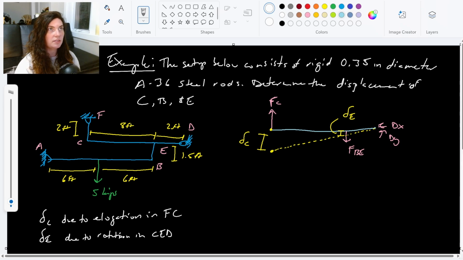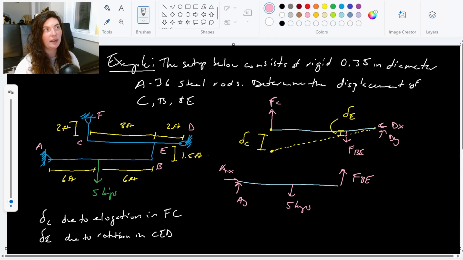Let's look at the rest of this, right? The bottom portion, where we have rod AB here. And rod AB experiencing the equal and opposite reaction of FBE. It experiences the 5 kips. And it experiences reactions at AY and AX because it's pinned there at A.